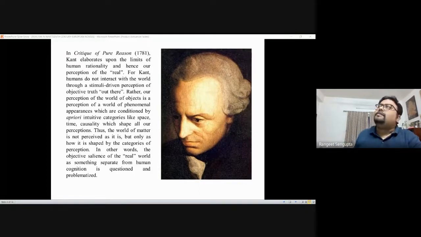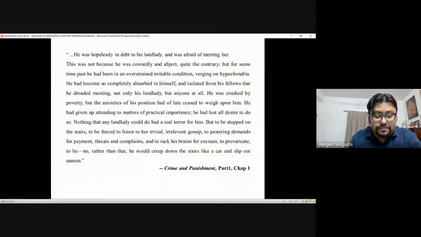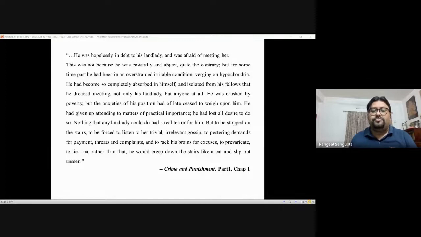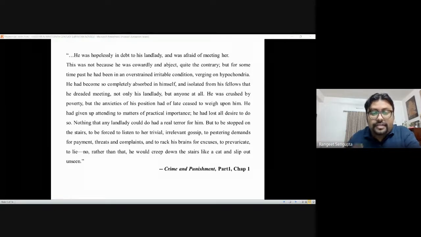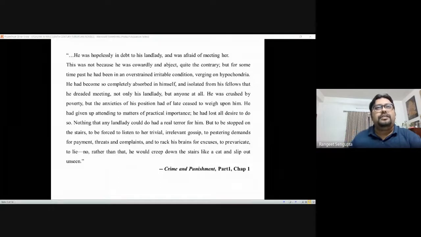So let's think of illustrative examples from the novels under discussion. For example, Dostoevsky. Dostoevsky begins his novel with an elaboration on his protagonist's mental state. Raskolnikov is described as deep in debt and hence afraid of meeting his landlady. What follows, however, is a passage of remarkable Dostoevskian exploration into the antinomies of human experience. Antinomies which make his world palpably paradoxical and, quote-unquote, real to us.